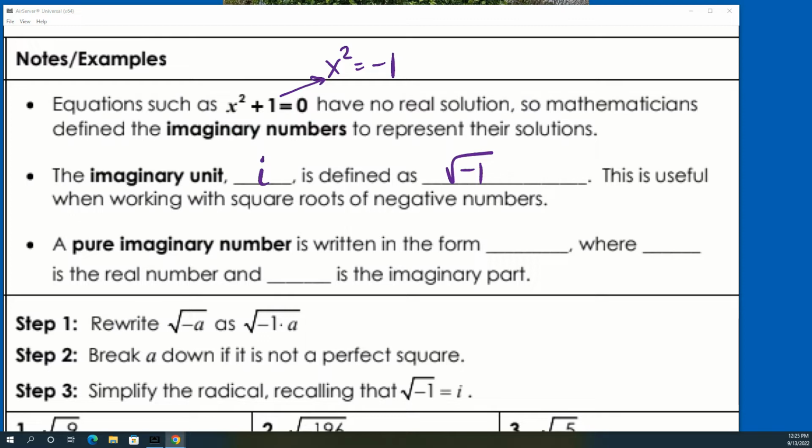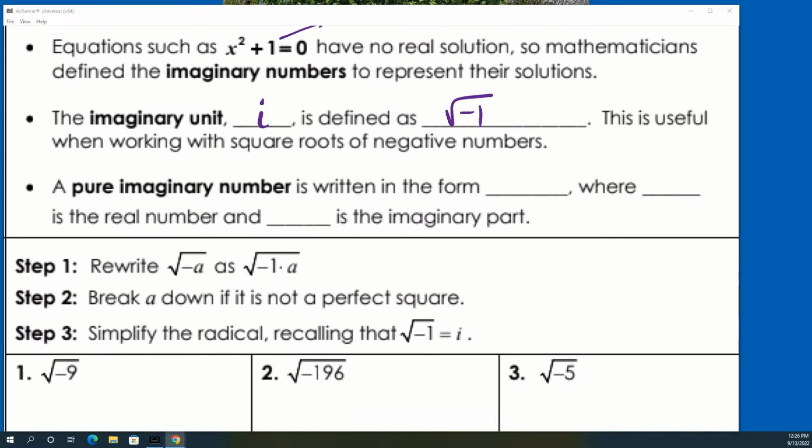So anyway, whenever we have this square root of a negative, you're going to have an i, you're going to have an imaginary number. And so today we're only going to be talking about pure imaginary numbers, and they're of the form bi, where b is a real number like 2 or -7 or 8 or whatever, and i is the imaginary unit.